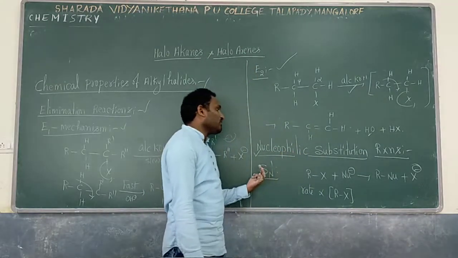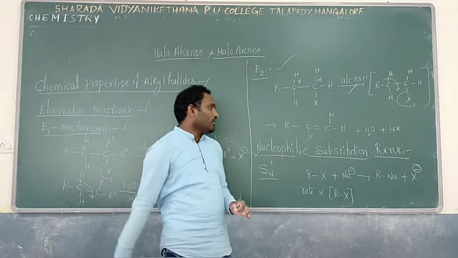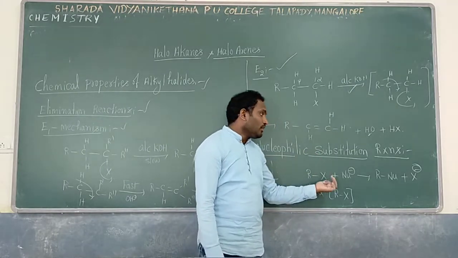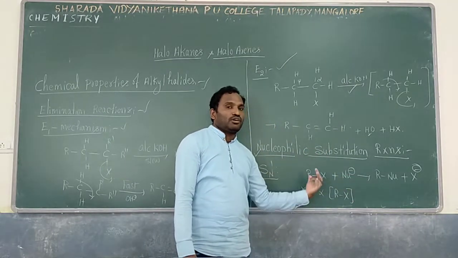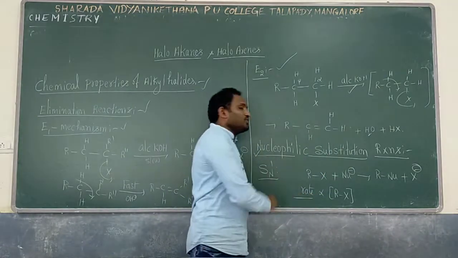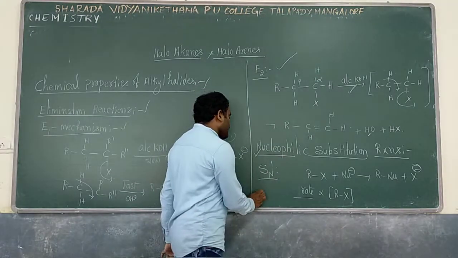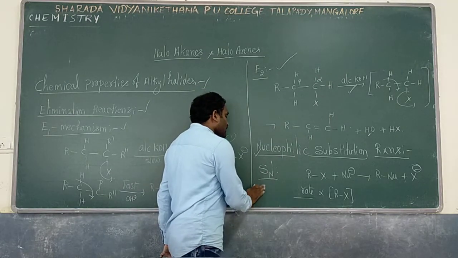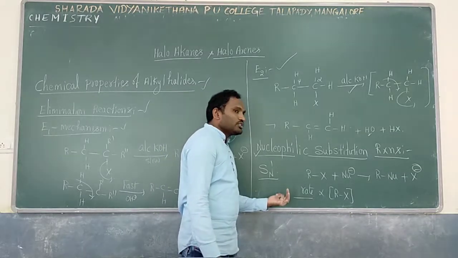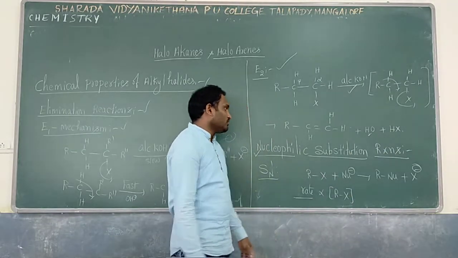Here SN1 reaction, what happens? SN1 reaction takes place in two steps. One is formation of carbocation, another one is entering of the nucleophile. Here the rate of reaction depends on the nature of alkyl halides. It is first order also. Benzyl and allyl halides are more reactive than tertiary, secondary, primary. First order also is important.